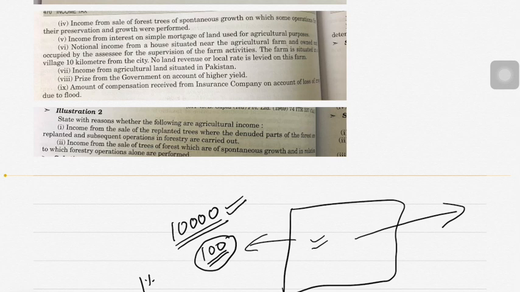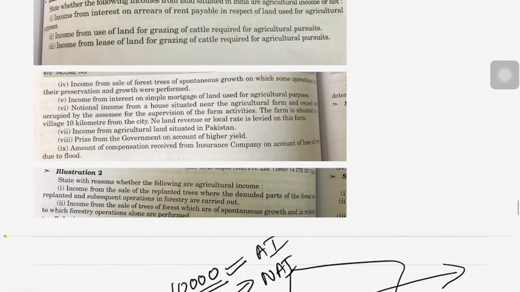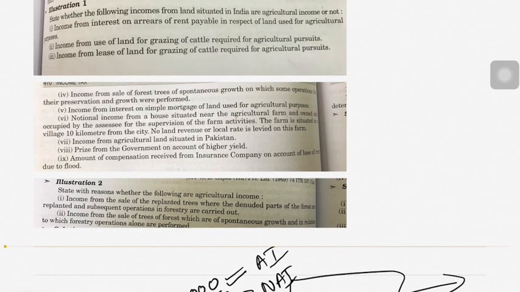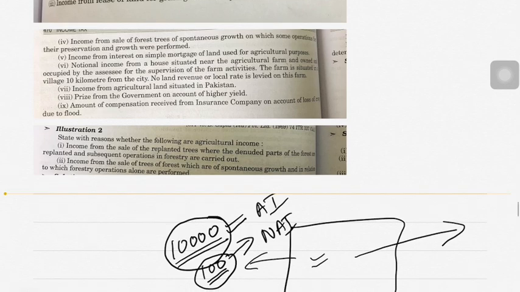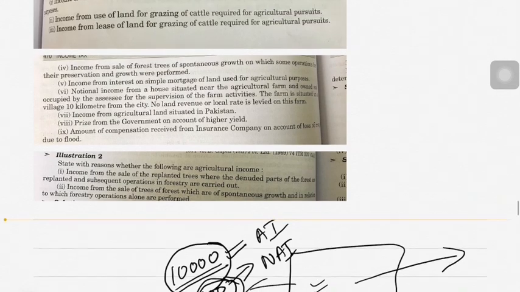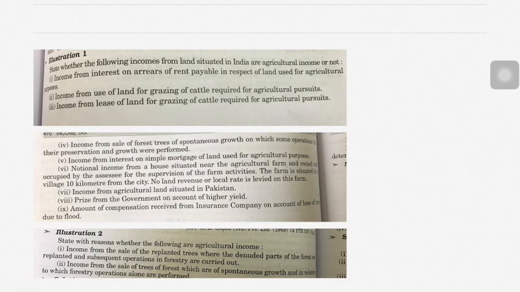This 10,000 rupees is agricultural income, but this 100 rupees is not an agricultural income, because this 100 rupees is an interest on arrears of rent payable. Now 10,000 is the rent payable. This person is not able to pay rent on time, so I have charged some interest, and this 100 rupees is that interest. So this 100 rupees is not an agricultural income. So income from interest on arrears of rent payable in respect of land used for agricultural purpose is not an agricultural income.